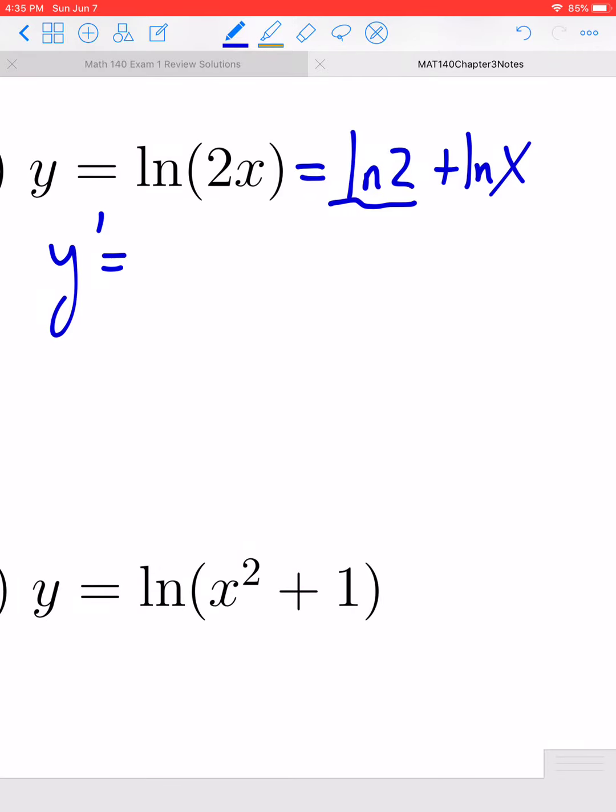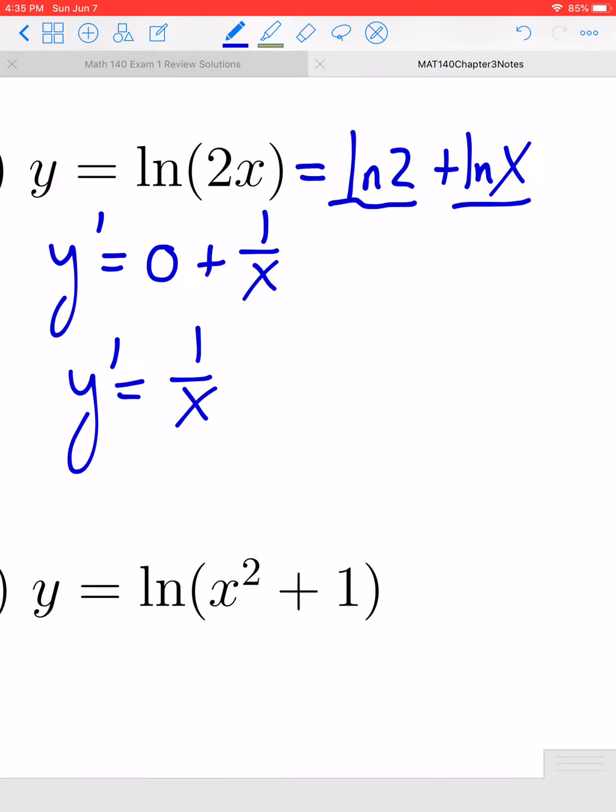This piece here, the ln of 2, is a constant. So the derivative of that constant is going to be 0 plus, now this is our standard rule for the derivative of ln. The derivative of ln x is going to be just 1 over x. So on one hand, y prime is equal to 1 over x.